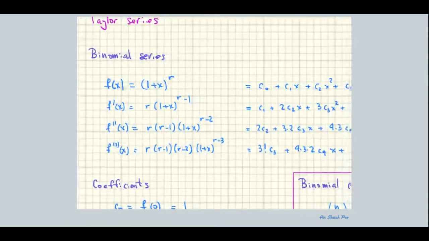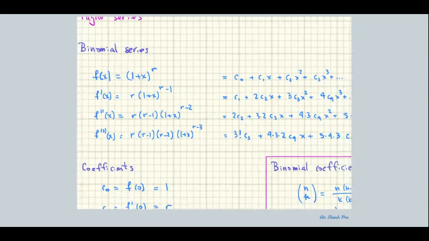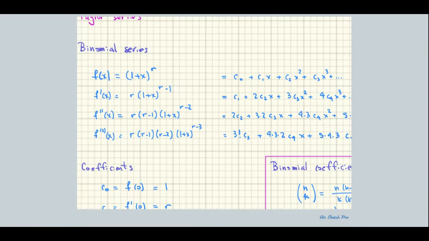You remember how we did this before, right? We think of f of x just generally as some coefficient plus a coefficient times x plus a coefficient times x squared, x cubed, etc. All right? And then we take derivatives. For the function, that's r times 1 plus x to the r minus 1. That's really easy, right? Binomials are really easy to take the derivative of. Bring it down, subtract by 1.